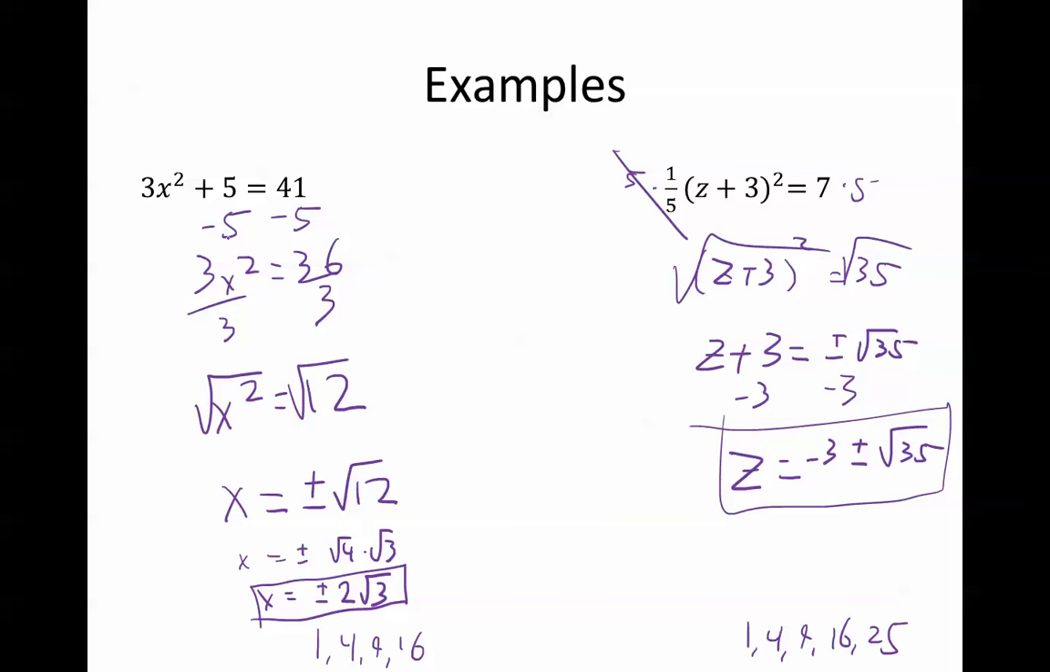Notice the difference between these two problems. This one, I got it all the way down to x squared before I did the square root. This one, the parentheses had the square, so I had to get the parentheses by itself, then do the square root, and then do an additional step after that.